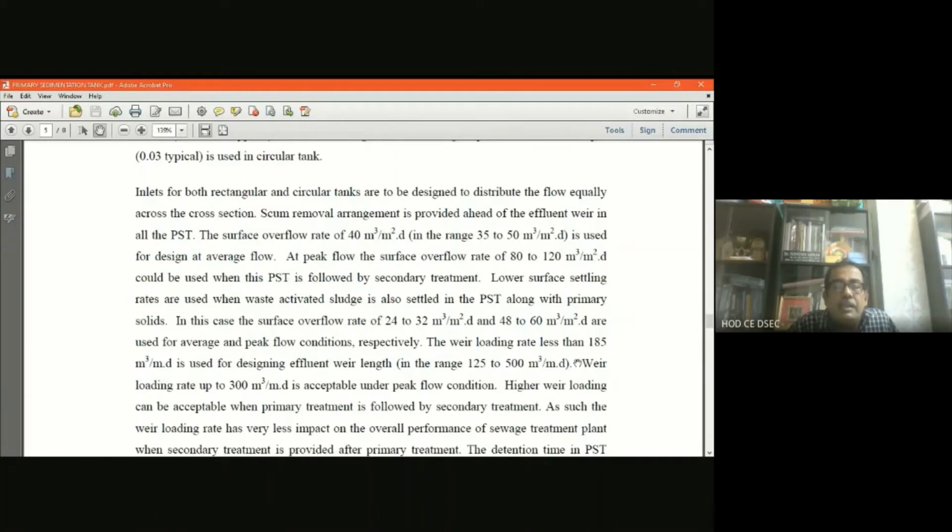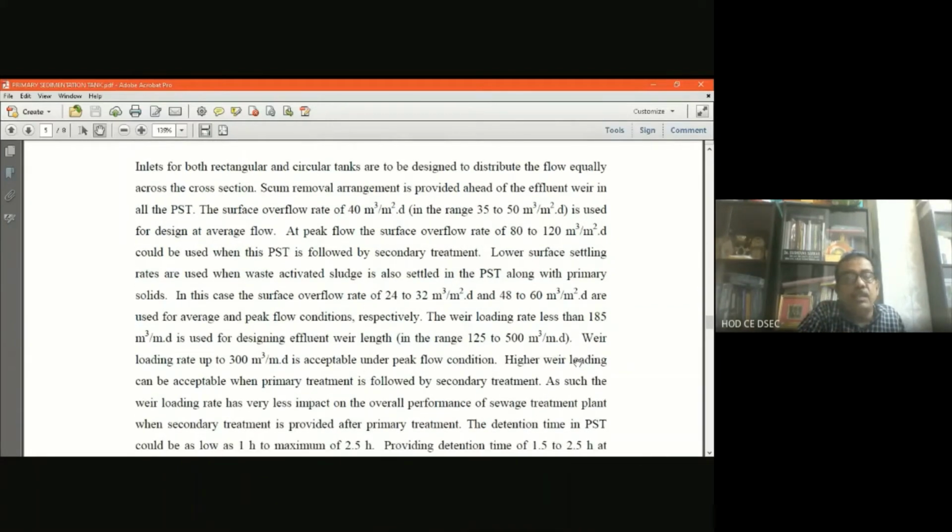Generally it is in the range of 40 meter cube per meter square per day, considered in the design for the average flow. Kindly keep this value in your memory. It will be helpful for you to design the tank. That is considered for the average flow surface overflow rate. But in peak flow, the surface overflow rate considered is 80 to 120 meter cube per meter square per day.